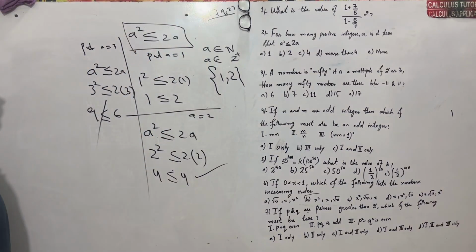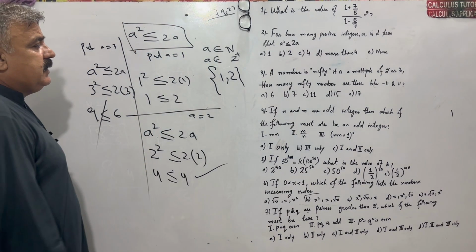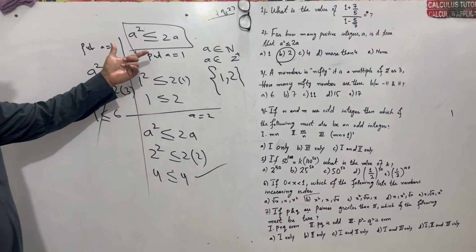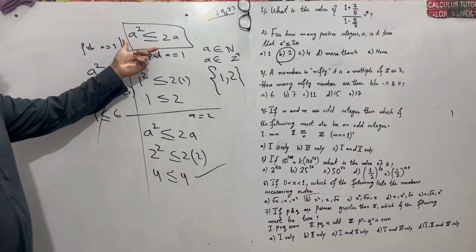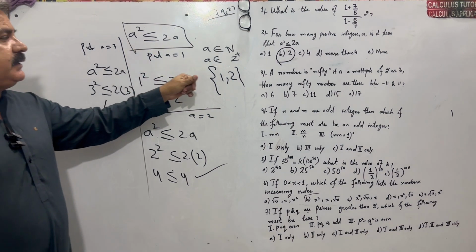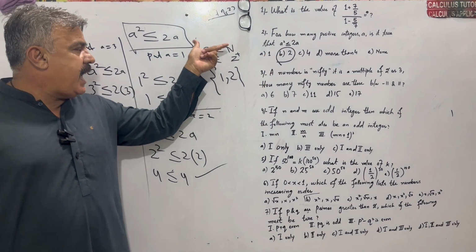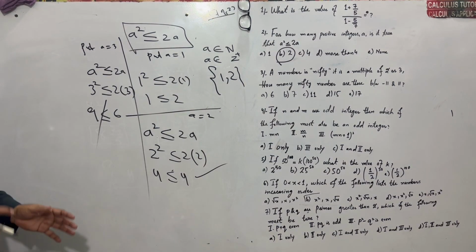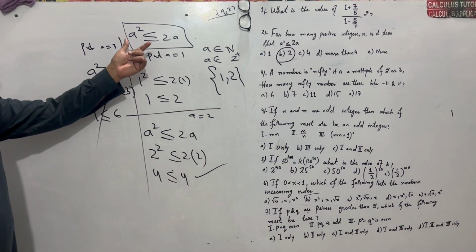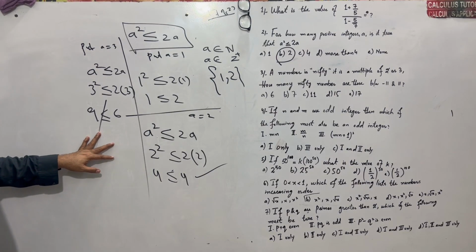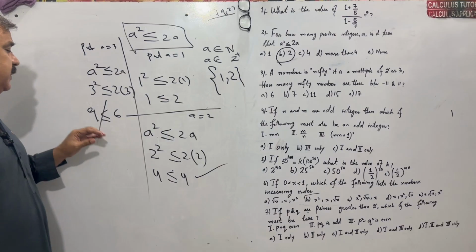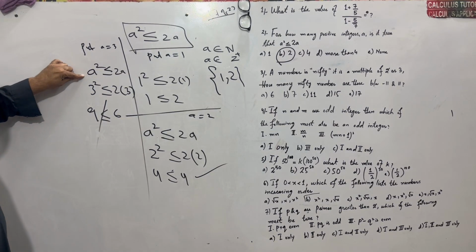1 and 2 only satisfy this inequality. So there are only two numbers that satisfy the given condition, a square less than or equal to 2a, where a belongs to natural numbers or positive integers. We have followed the instruction of the question. We verified the inequality for 1 as well as 2. 3 doesn't satisfy. What about 4, 5? One can check, they also do not satisfy this. 4 square is 16.